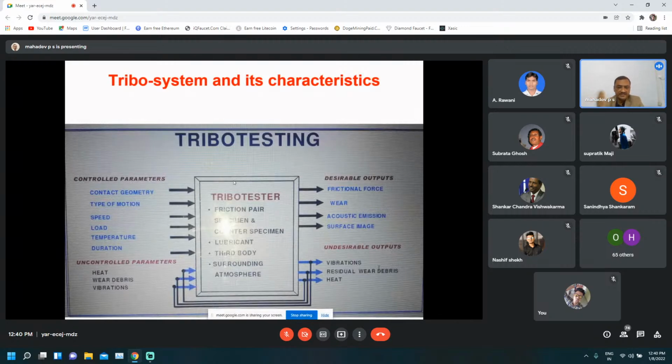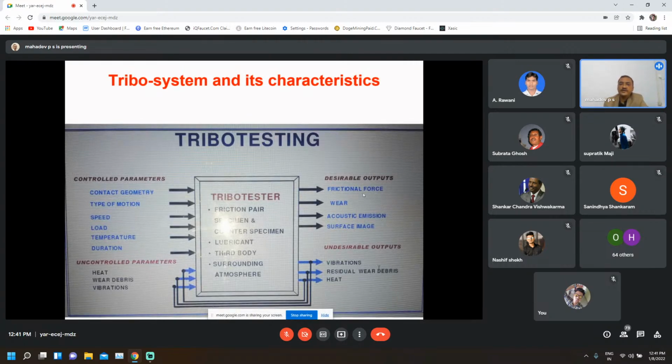There is a standard, ASTM. Accordingly, you can select the sample size, and there should be a counter specimen that is called the counterface. If you are doing it under dry conditions, you need not have a lubricant. If you are doing it under wet conditions, you can use a lubricant. A third body can be present, and the surrounding atmospheric air is affected by the ambient air, the humidity, and other conditions of the environment.